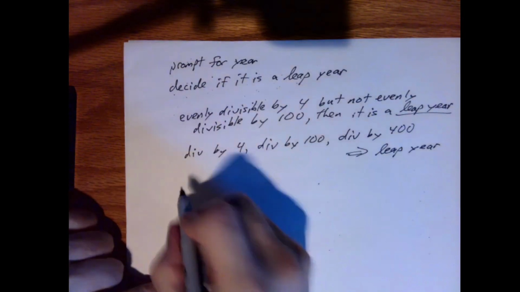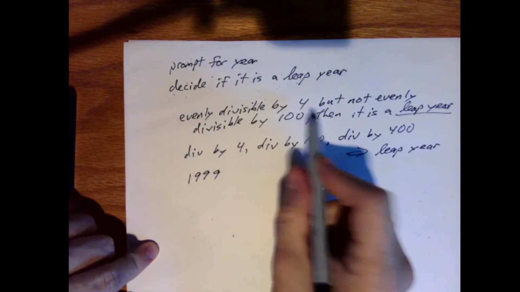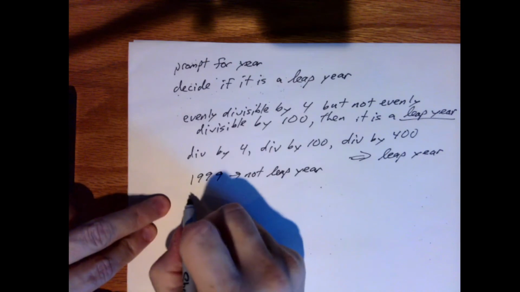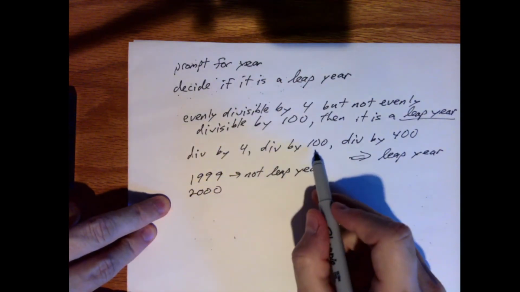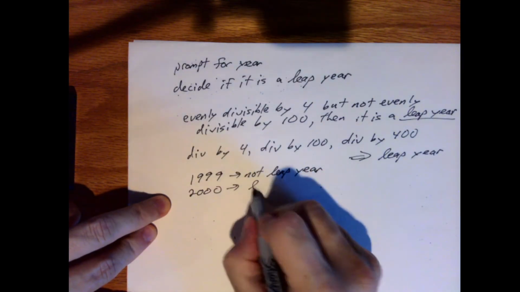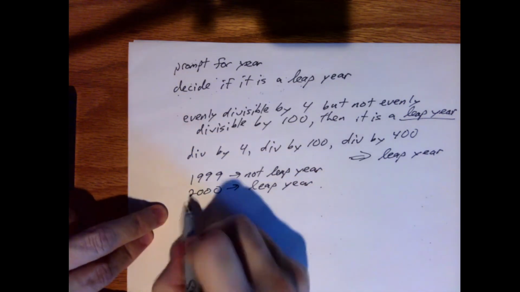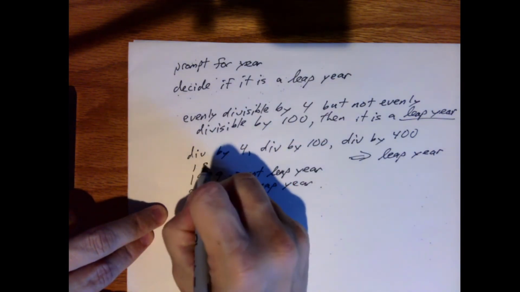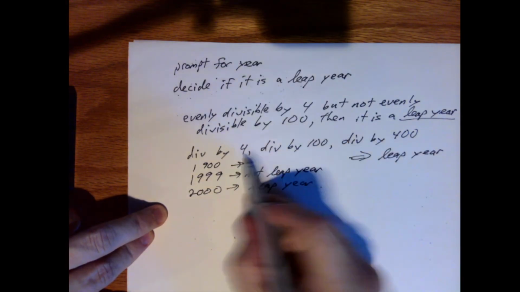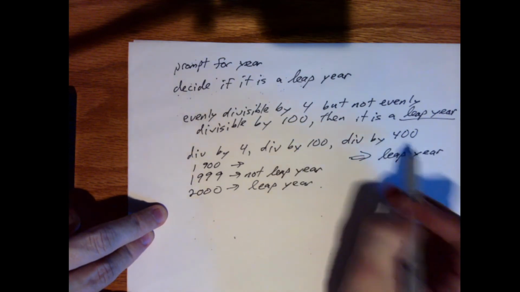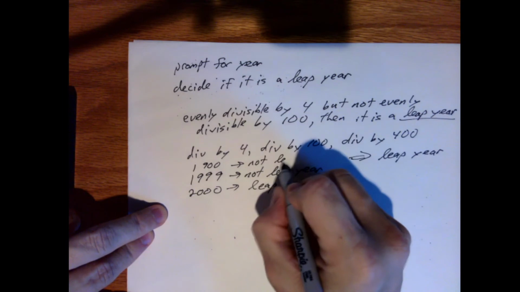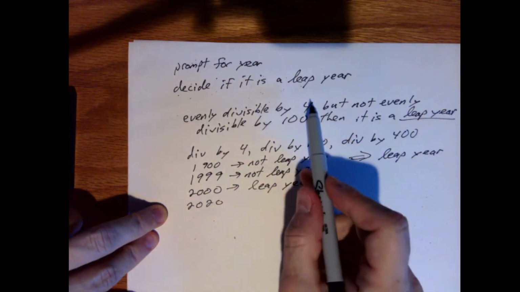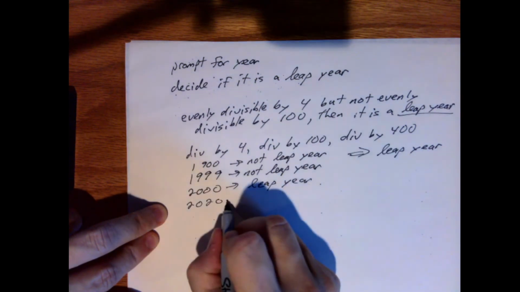All right, so what are some examples? 1999 is not evenly divisible by four, so not a leap year. 2000 is divisible by four, divisible by 100, and divisible by 400. So it's a leap year. 1900. We'll put that in here, keep them in order. 1900. Divisible by 4 and divisible by 100. But it's not divisible by 400. So it's not a leap year. And finally, 2020. Is divisible by 4, but not 100, so it is a leap year.